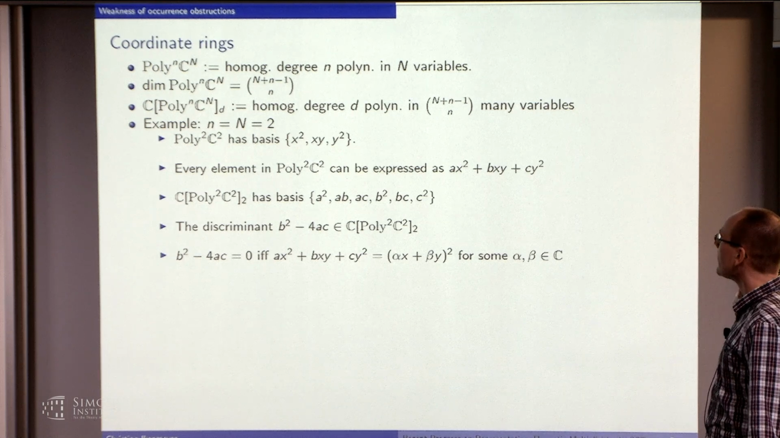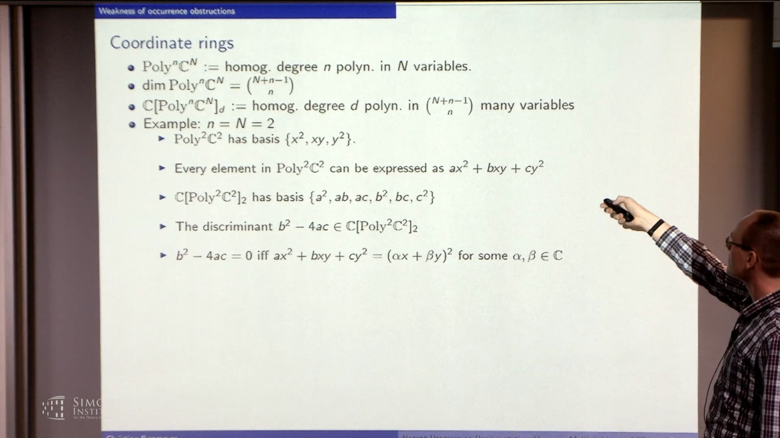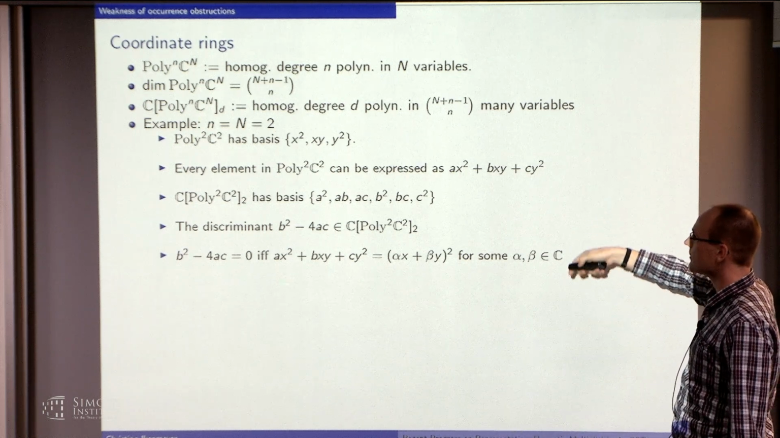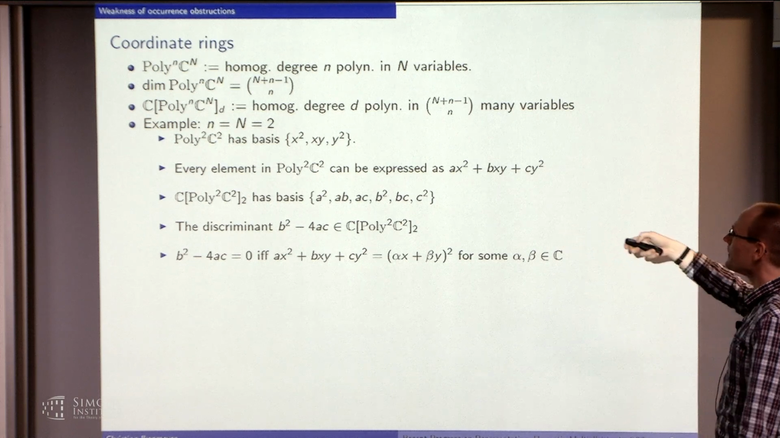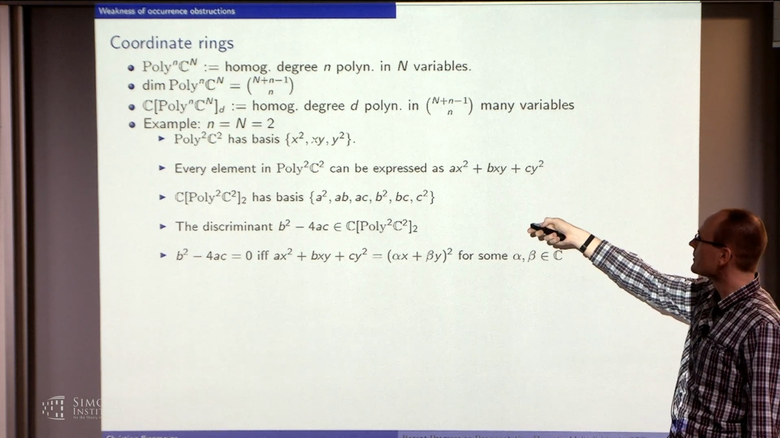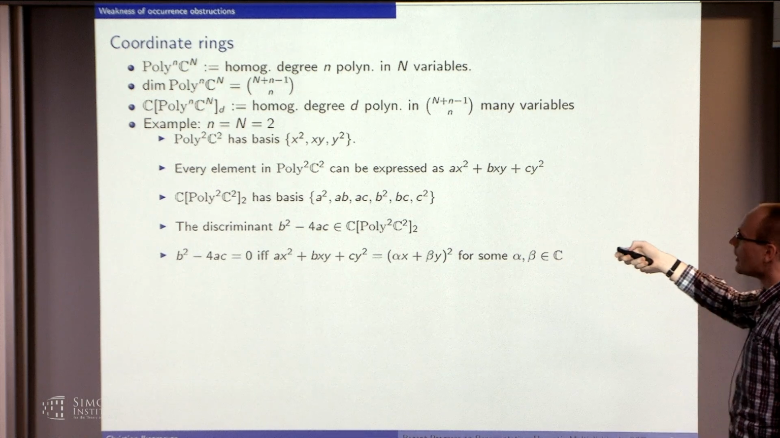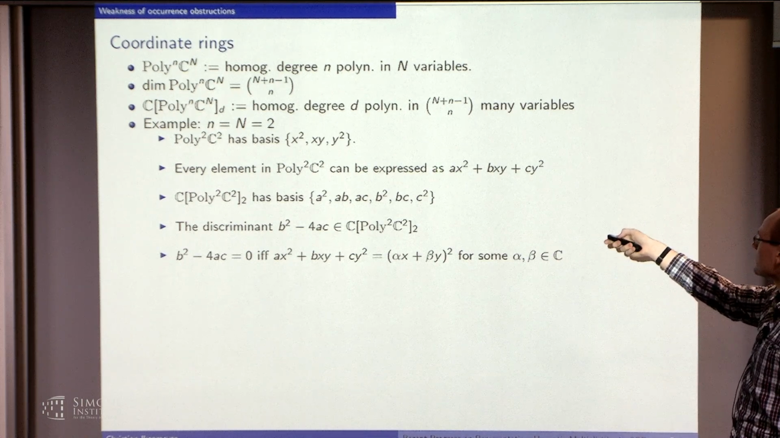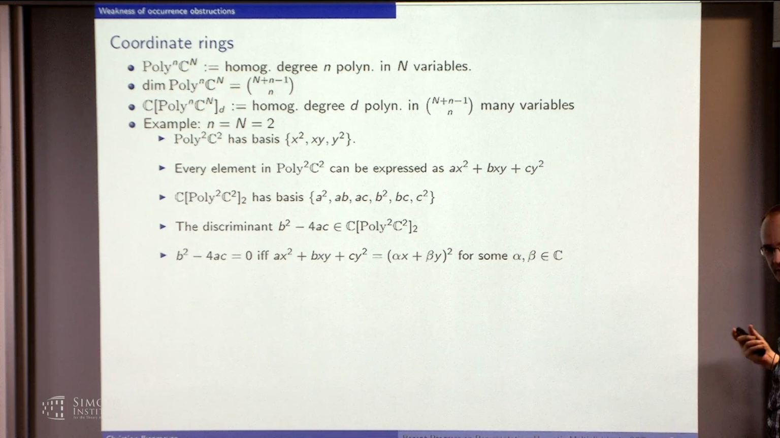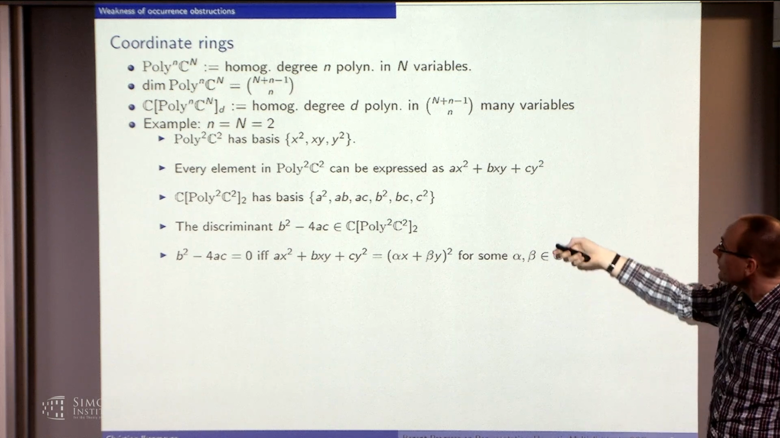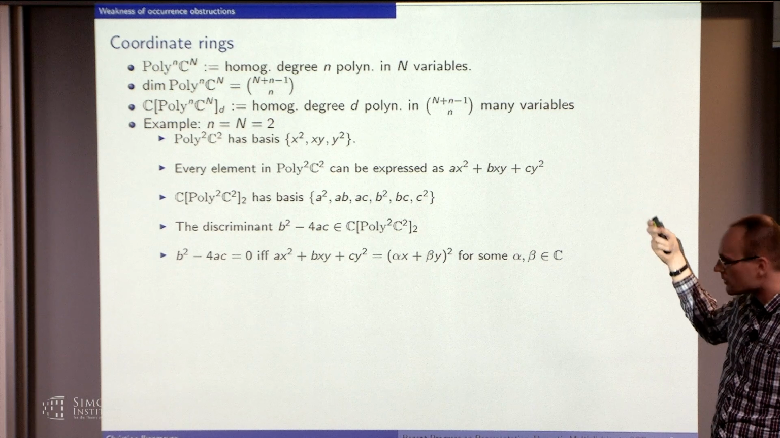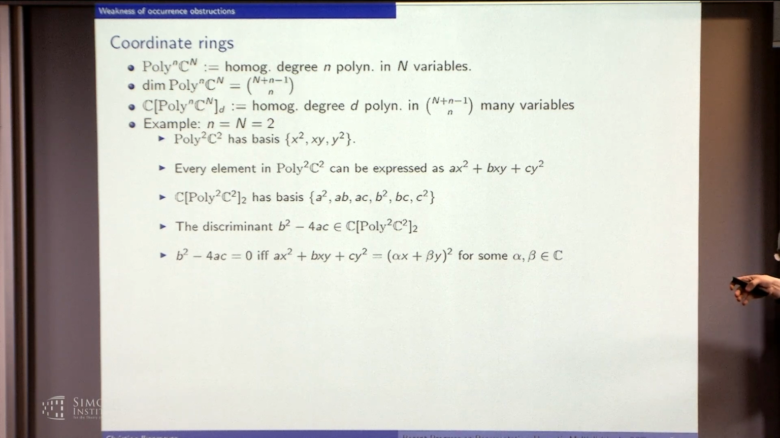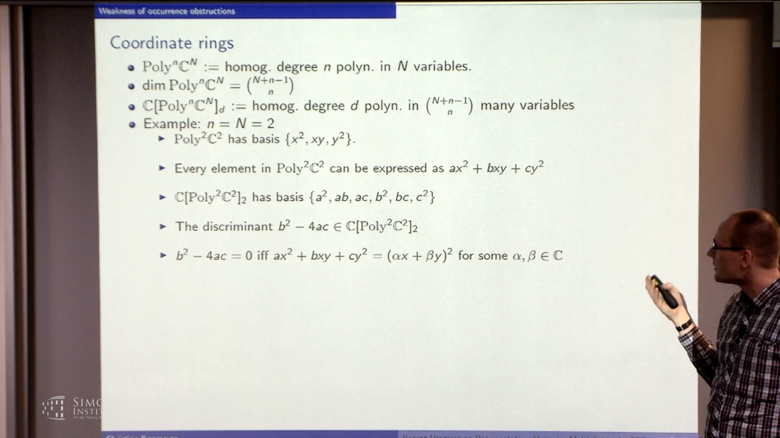If you got lost in the other talks that were talking about these things, then this will certainly get you back on track. So just look at Poly 2, C^2. This has a basis of x squared, xy, y squared. Every polynomial there can be expressed in this nice form, ax squared plus bxy plus cy squared. You think of every polynomial as a point, as its coefficient vector (a, b, c). And now you're looking at polynomials in a, b, c, right?